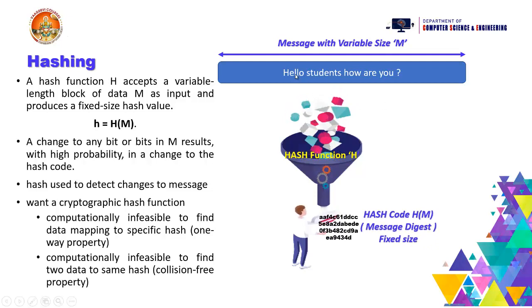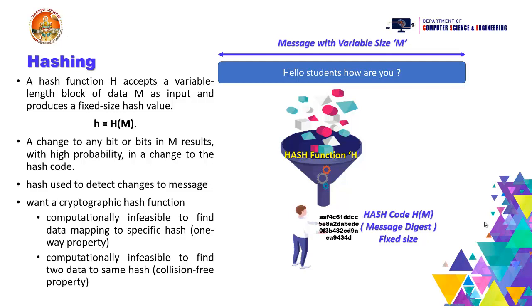If you apply any changes on the message, that will result in a different hash. Hash is used to detect changes to a message. Cryptographic hash functions have the following properties. It is computationally infeasible to find data mapping to a specific hash. That means if you reverse the hash, it is not going to generate the plain text message. It will generate one more hash. This property is called the one-way property.